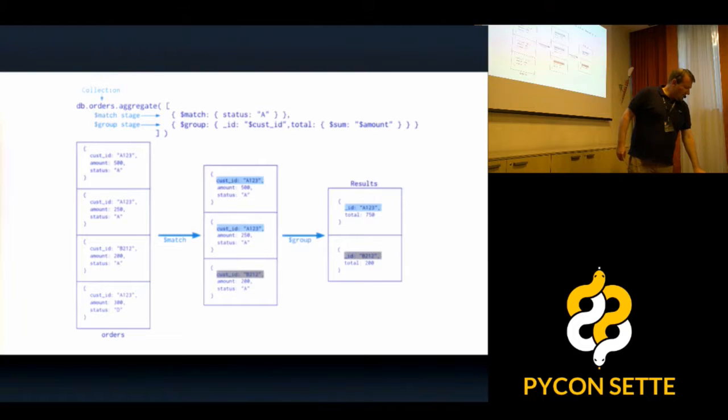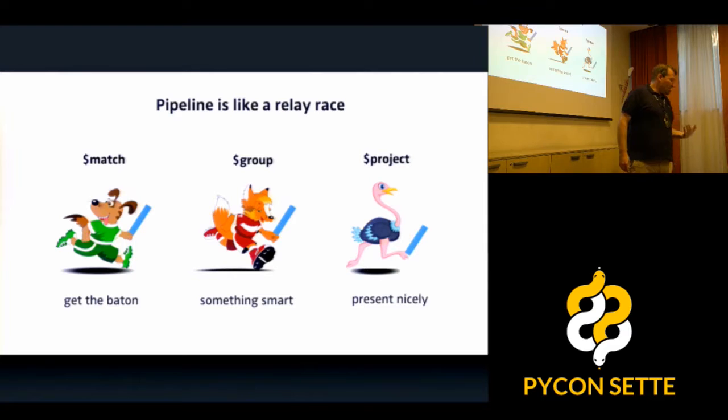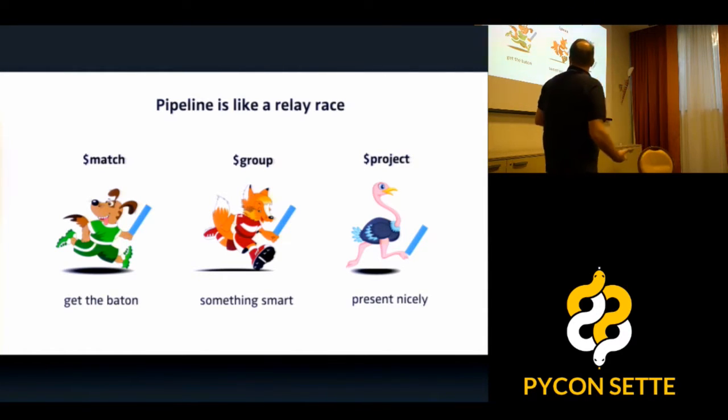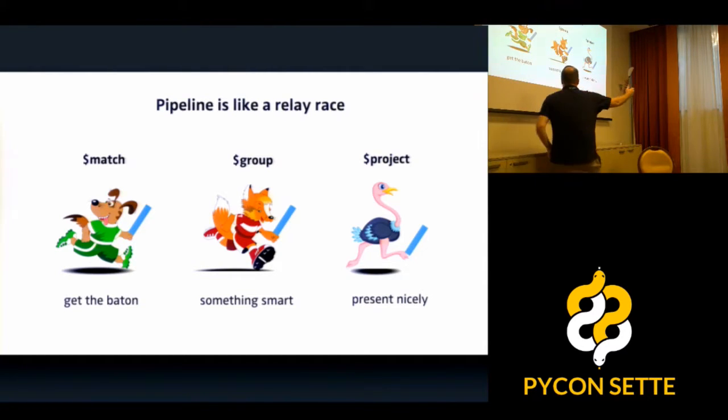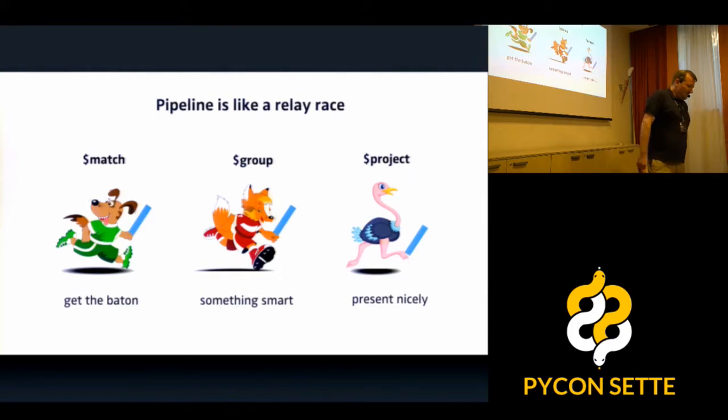This is very technical. I always try to have people imagine it like a relay race, which you probably know from the Olympics. So the match phase is basically our doggy. We say, hey doggy, get the baton. This is like the data. Then we pass on the baton to, for example, a group, which is our fox, doing something smart with our data. And then we can present it nicely and pass it on to a project, which is represented by an ostrich here. So that's the vanity factor.